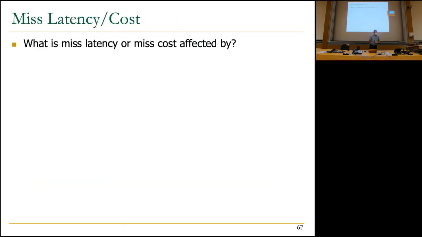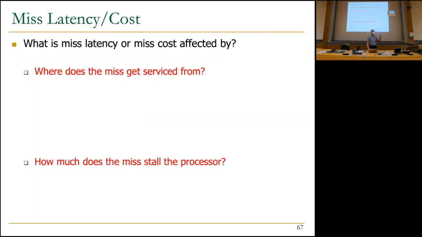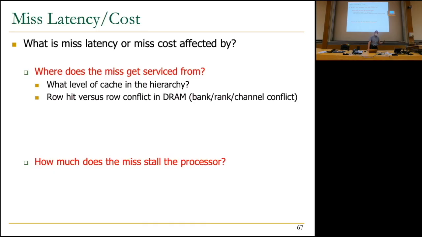So as I mentioned, we're going to get back to this miss latency and cost. And miss latency or miss cost is affected by many things, actually. There are two major things, though. Where does the miss get serviced from? And how much does it affect the processor? How much does it stall the processor? What level of the cache in the hierarchy? Does it get serviced from L2, L3, L4, L5, memory, remote memory? Is there a row hit in DRAM, or a row conflict?